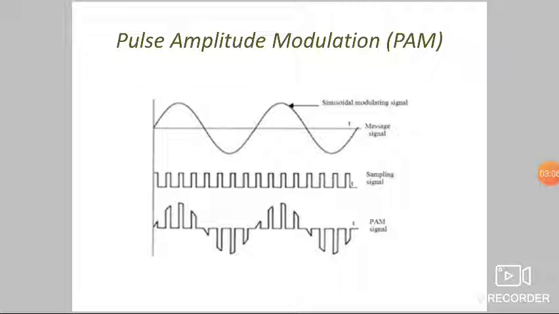So here we can see our input message signal is a sinusoidal message signal, and the sampling signal is used, which produces the output pulse amplitude signal, in which we can see the pulse amplitude modulation. The amplitude of the pulses are same as it is of the message signal, only we have taken it at particular intervals of time.